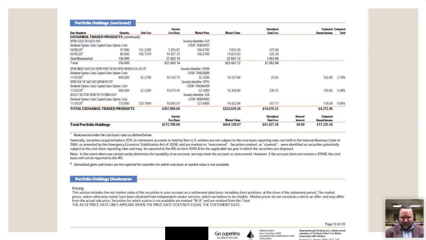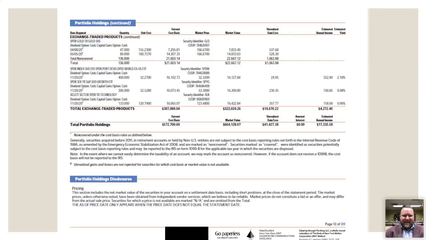And then the far column is estimated annual income. So we believe in dividend paying investments and interest paying investments, coupons with bonds, that kind of thing. You will see estimated annual income. We try to keep income high because we like companies that pay out their cash flow at a higher rate, if at all possible.